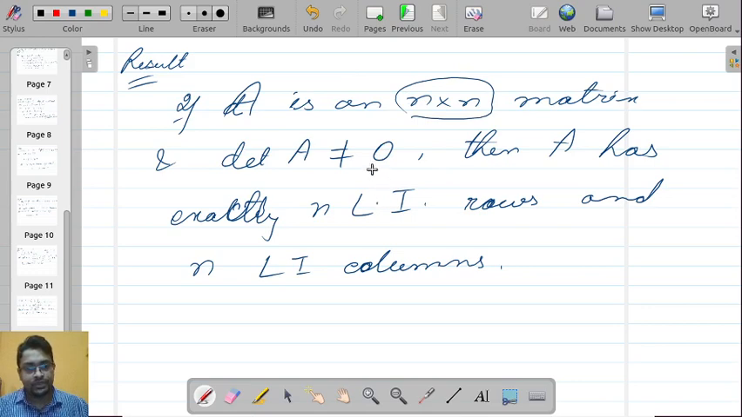Okay, so if we are able to find a determinant which is non-zero, then the corresponding rows or columns of that particular matrix are linearly independent.